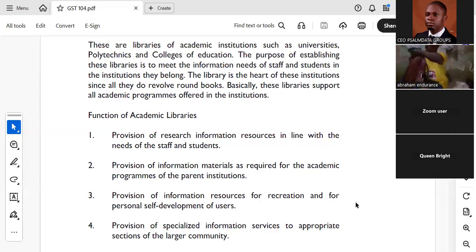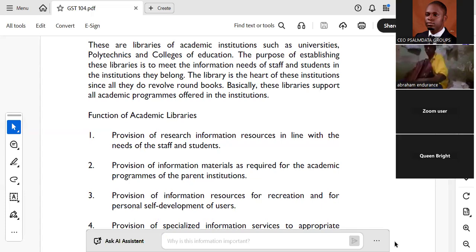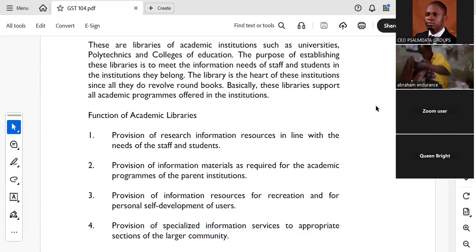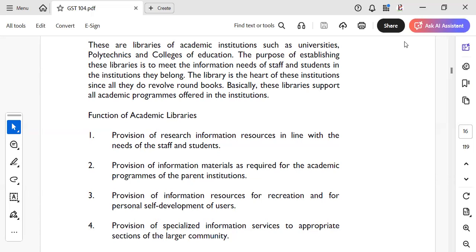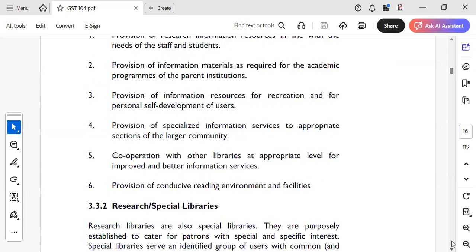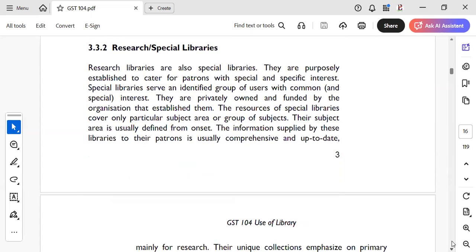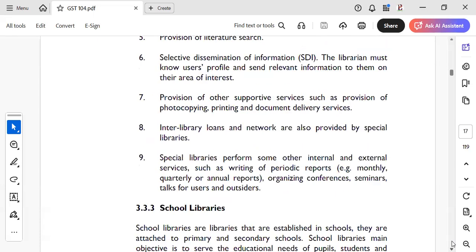We entered types of libraries. This is the third class we'll be holding on this course. We've done two already. We started types of library in the last class where we talked about academic libraries and research libraries, and we said research libraries are also called special libraries.